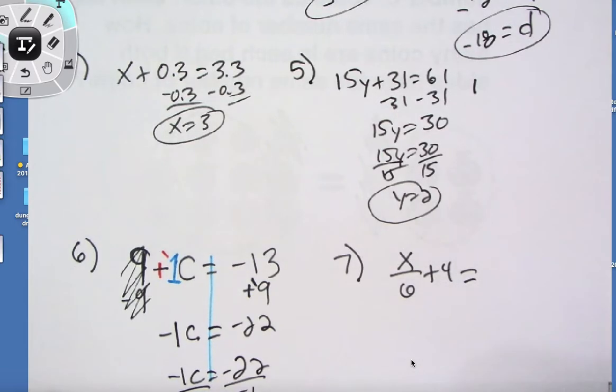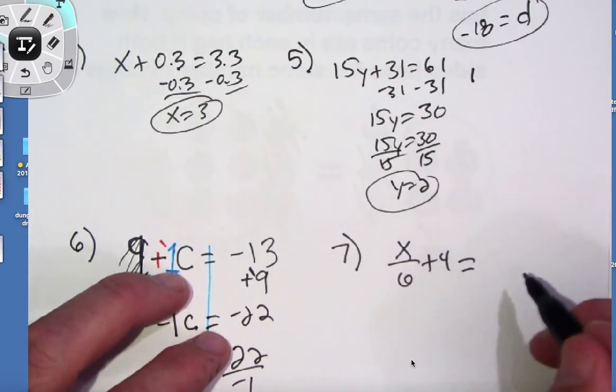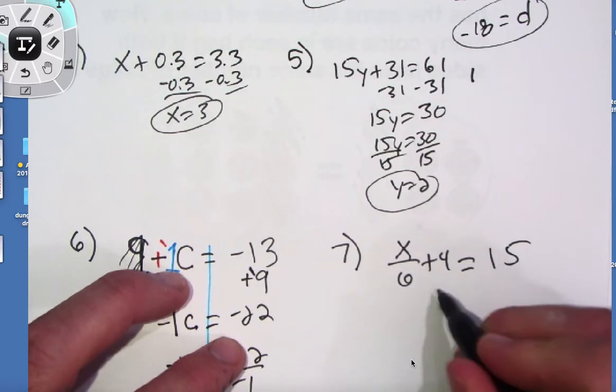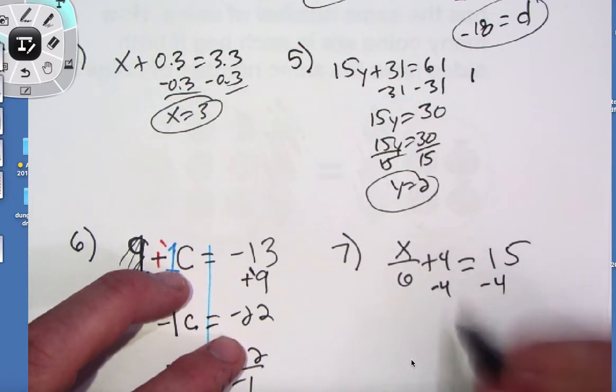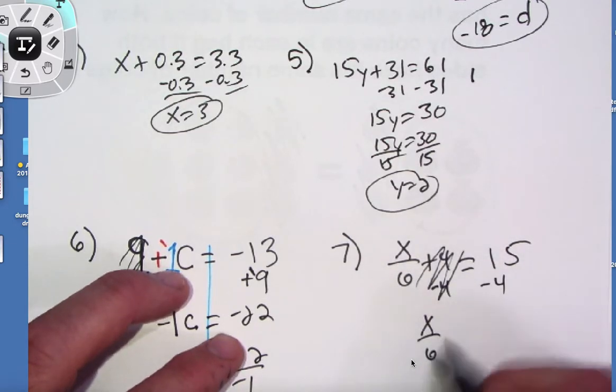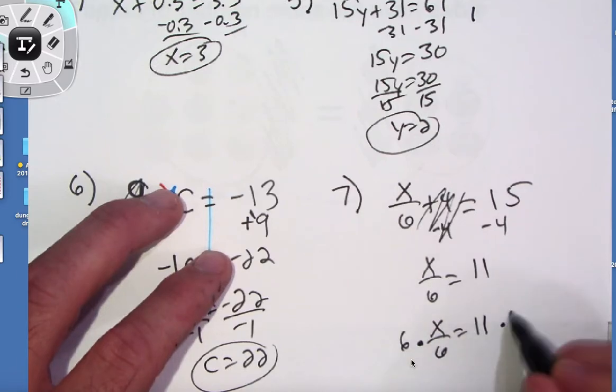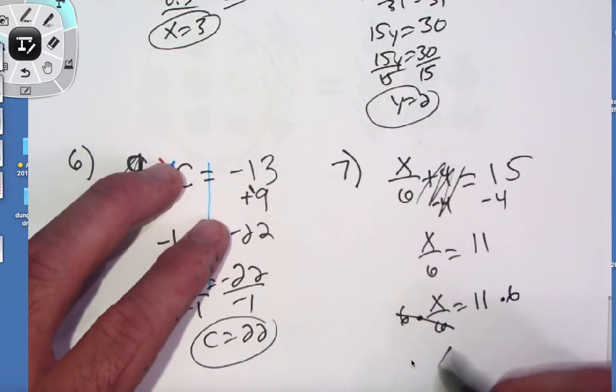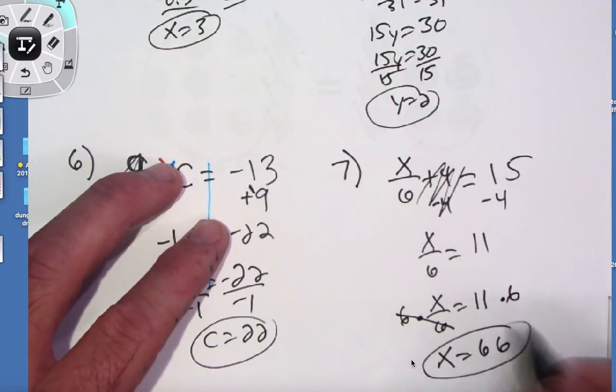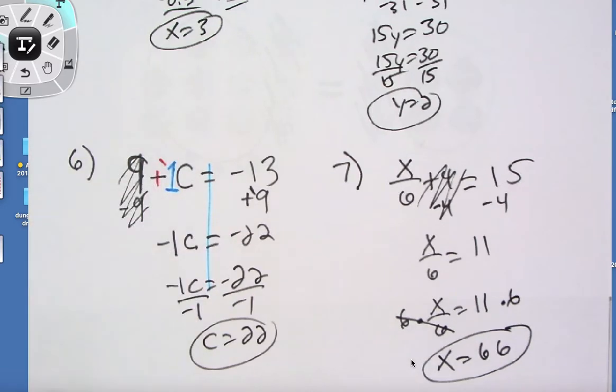Okay, number 7, x over 6 plus 4 equals, oh, there's way more, we have 18. Okay, equals 15. Okay, so I did tell you this one was going to be on the quiz. Take away 4 from both sides. Then multiply both sides by 6. Those cancel to get 1, and we get 66. Okay, so that's the first 7.